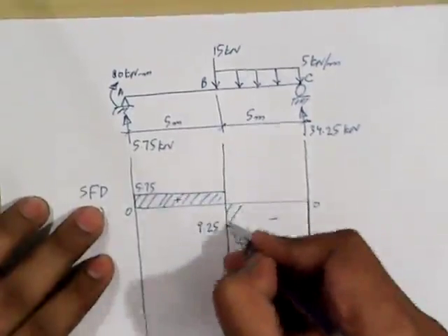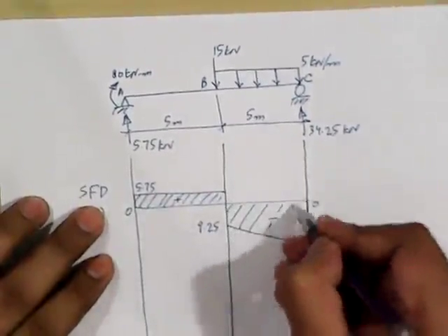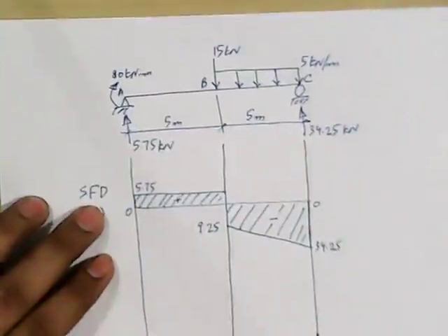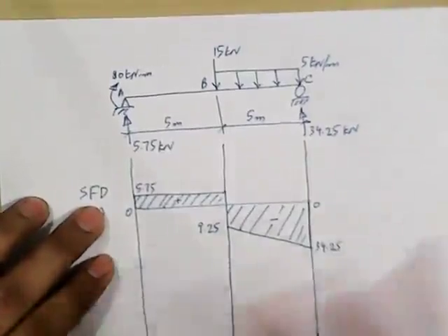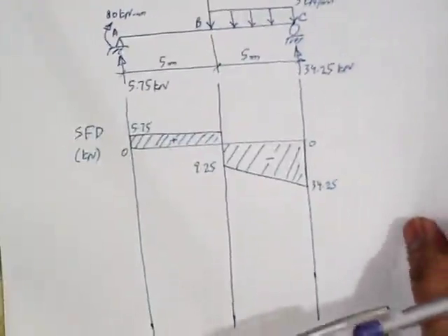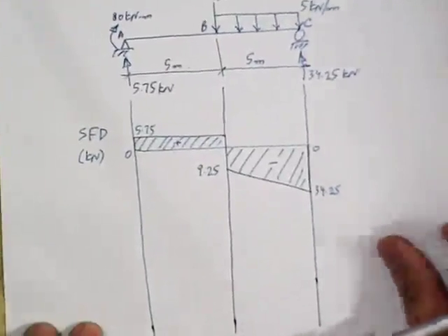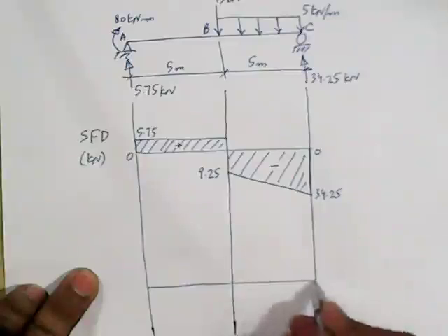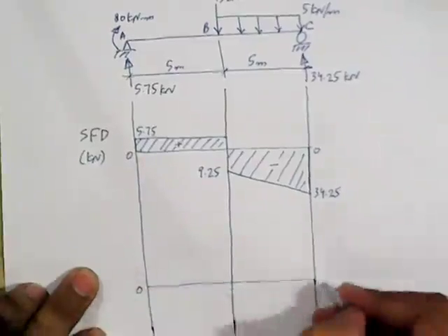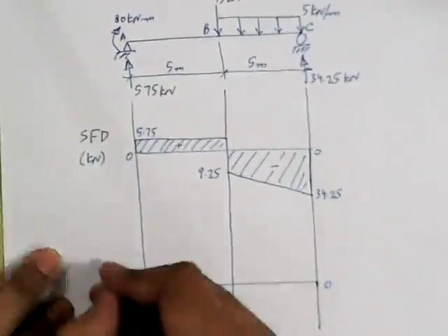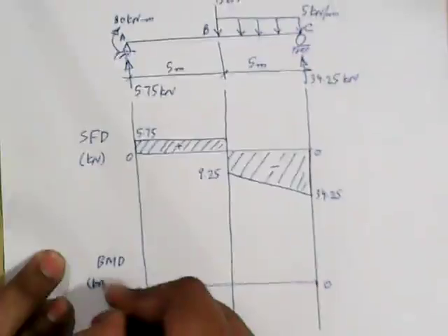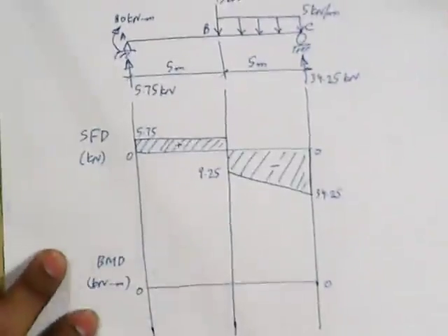Here we are. We have the shear force diagram, and the next step is to draw the bending moment diagram. For the bending moment diagram, let's draw the 0, 0 reference line. This is the BMD, and the units will be kilonewton meter.